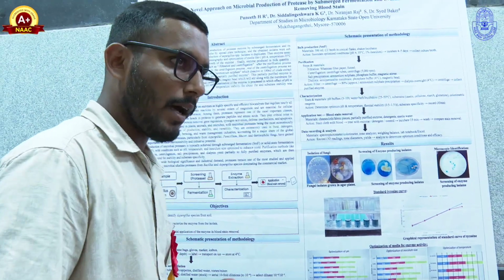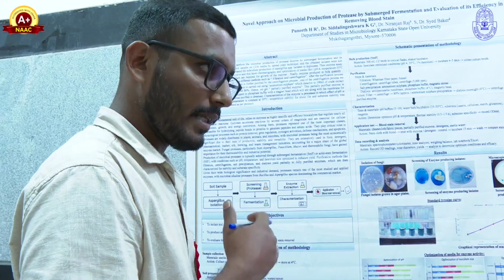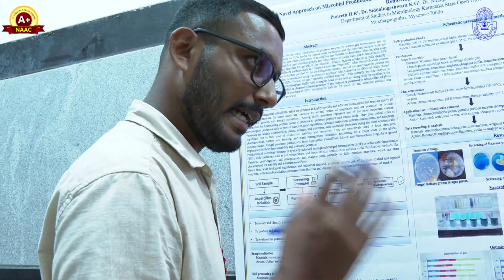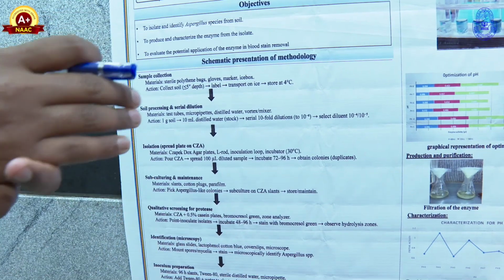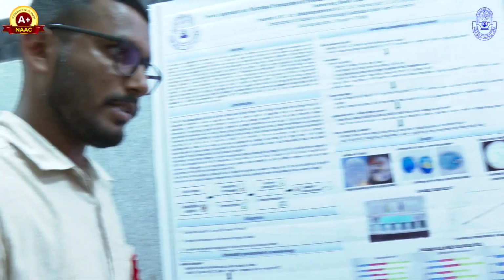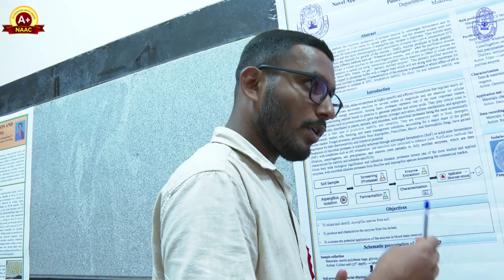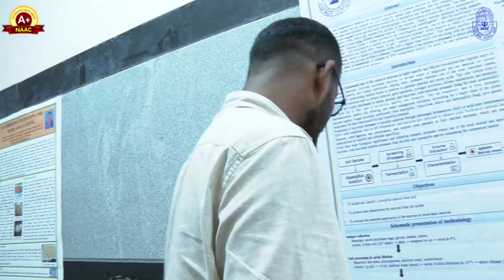We collected the sample and isolated it by serial dilution. What was the agar? It contains Aspergillus species, Aspergillus niger. Where did you isolate the Aspergillus? In the lab, as a pure culture. Yes, we isolated it as a pure culture in several ways.